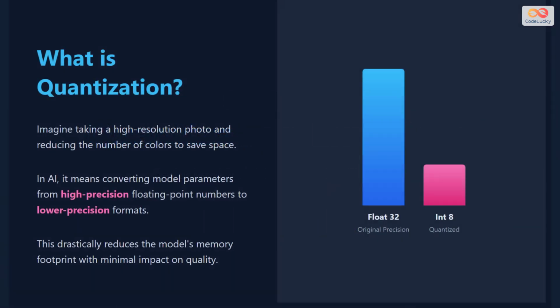So, what exactly is quantization? Think of it like compressing a high-resolution image. You might reduce the number of colors to save file size, but the image still looks mostly the same. In AI, quantization means converting the numbers that make up the model's brain from high-precision formats to lower precision ones. This significantly shrinks the memory required.